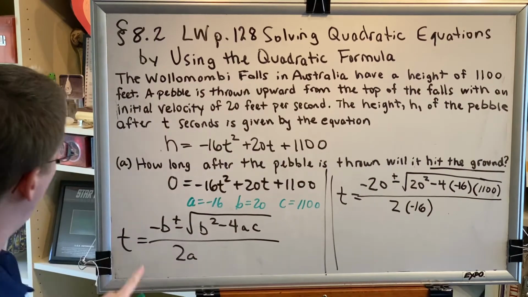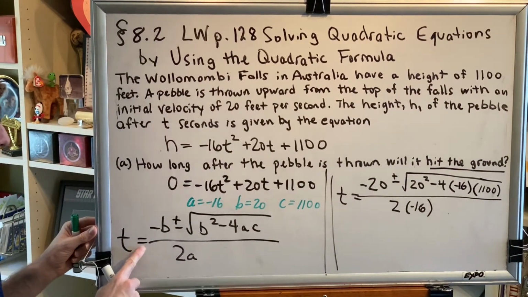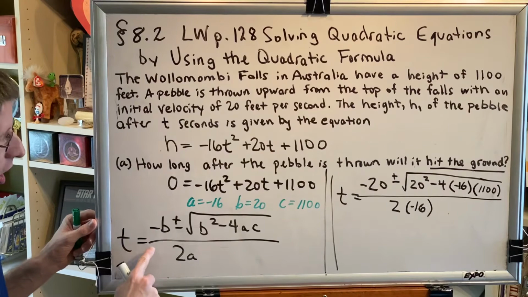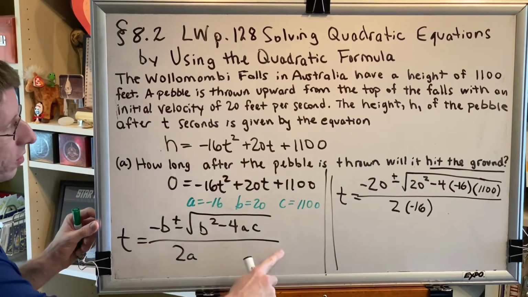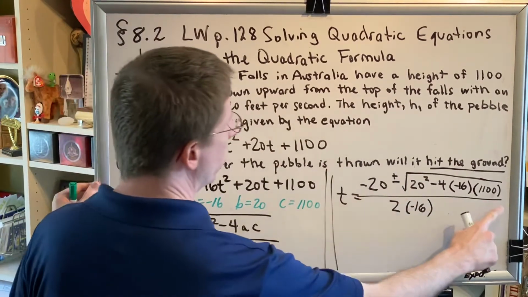Okay, anytime you write the quadratic formula, you should always write the equal sign, and your fraction bar should go from the equals to the end of the radical.